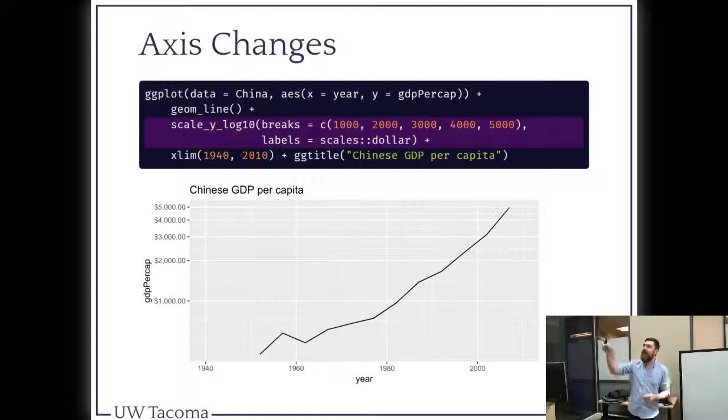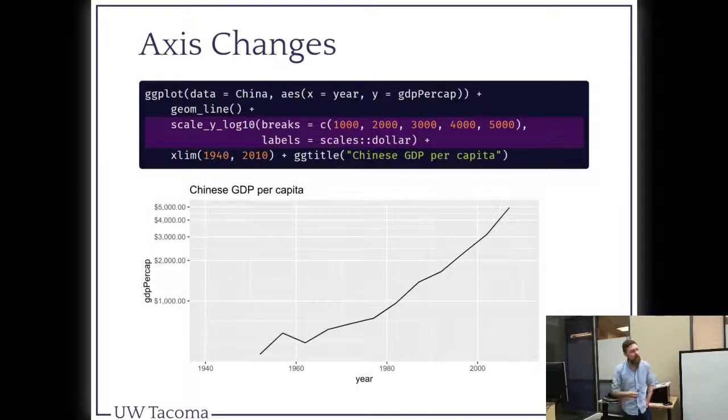Then I say scale Y log 10. This is going to put the Y-axis in a log 10 scale, which makes a lot of sense because GDP growth just massively exploded in China halfway through our data set, basically. So I want to compress the top axis to make it more readable. I say I want breaks at $1,000, $2,000, $3,000, $4,000, and $5,000. And I want to label it in a dollar scale.